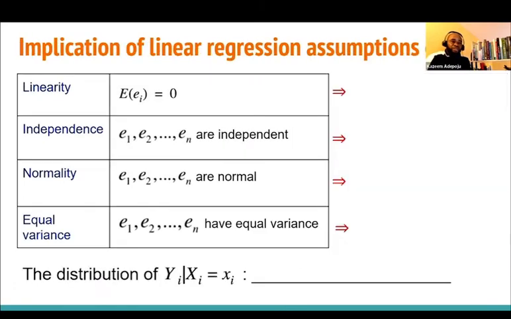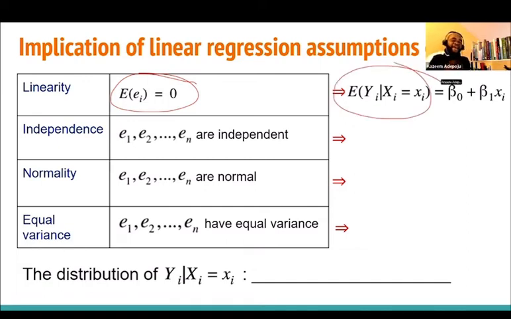Assumptions as implication. Now take a look at that. What is the implication of the linearity assumption? What is the implication of the linear regression assumption on y given x? Of course, the implication is that if the expected value of ei equals 0, then the expected value of yi given xi will be equal to the model. That is the implication for linearity. Look at that: the implication of the linearity assumption on y given x.